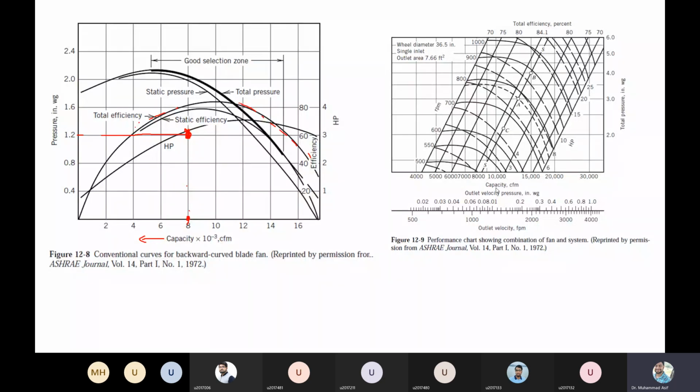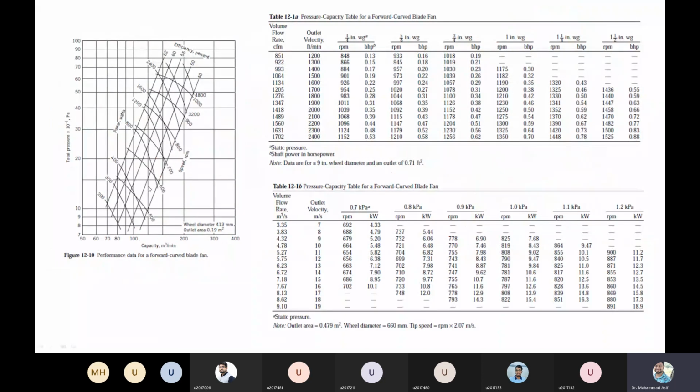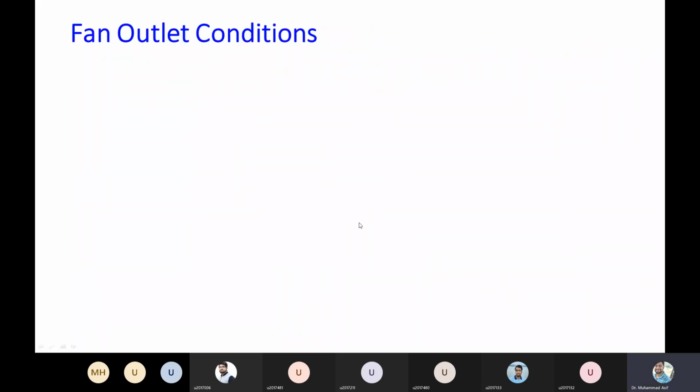For example, if you know the capacity and the pressure loss, which are the inputs, you can get different values. Let's say for different RPM, you can read the efficiency and the power input. So this is how you can select a fan. Similarly, this is for the forward curved blade fan. You can even select from tables, which are available for different flow rates and pressure drops, based on the power input required.